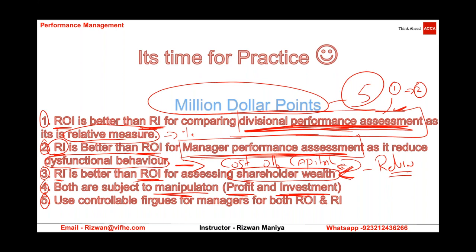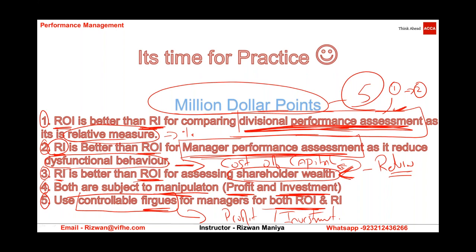Last, use controllable figures for managers for both ROI and RI. What is controllable? Controllable means use controllable profits and use controllable investments. Okay, so for assessing managers, when you're calculating ROI and RI, we have to use what? Controllable figures. You have to use controllable profits. You have to use controllable investment.